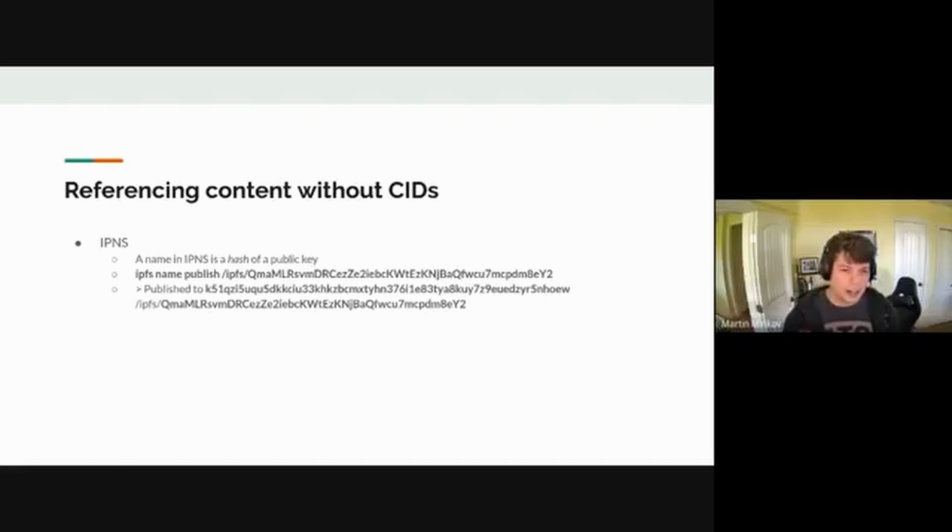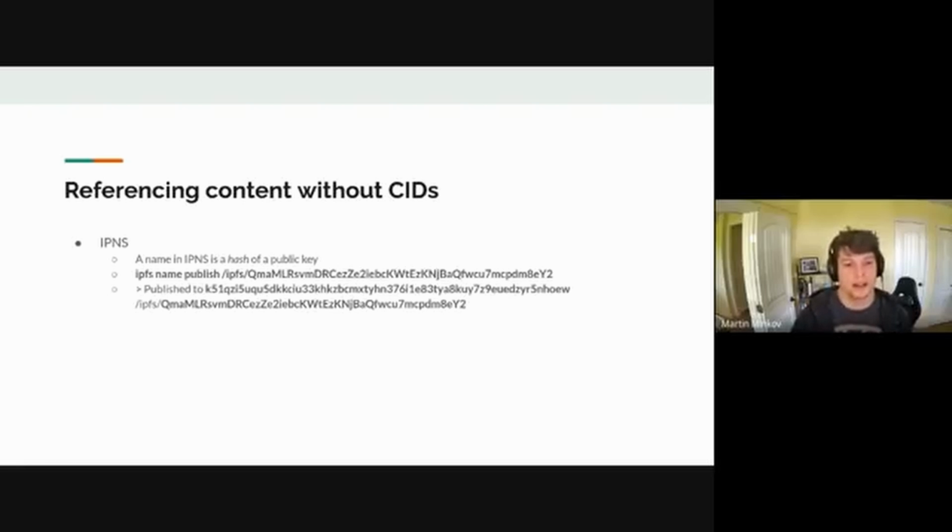And so the first way we can do this is using something called IPNS, and that stands for Interplanetary Name System. And the way it works is you set up a public key with the node that you're working with, and then you create a hash out of that public key, and then that hash is associated to the content that you want to publish.